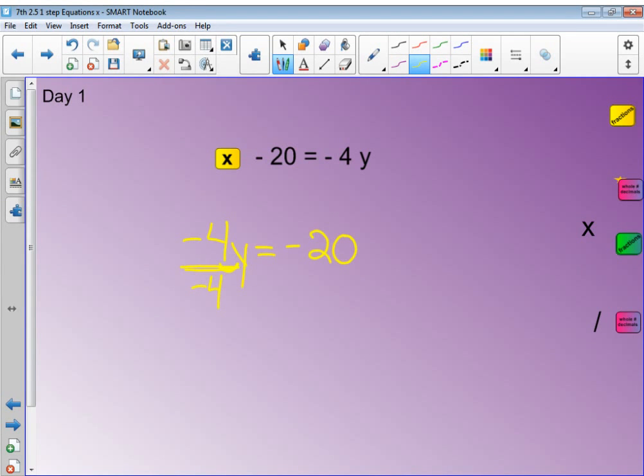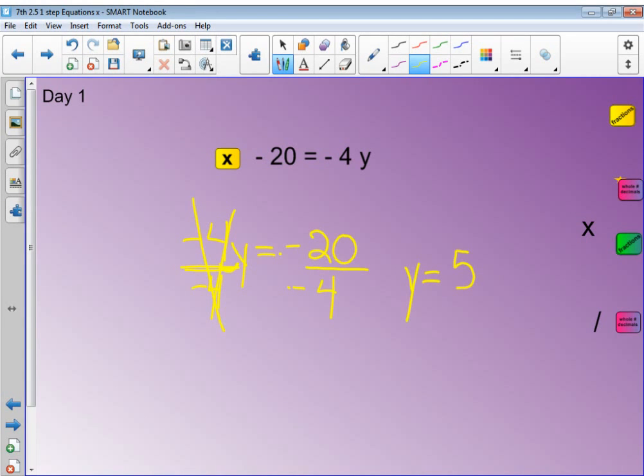Okay, whatever we do to one side, we have to do to the other. So divide by negative 4. Now we have y equals negative 20 divided by negative 4. So two negatives make a positive, and 20 divided by 4 equals 5. So here we've just found out that y equals 5.